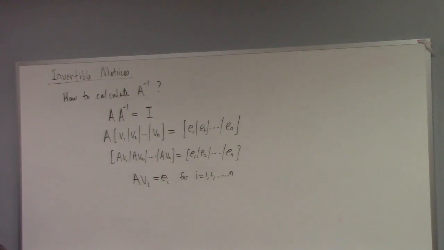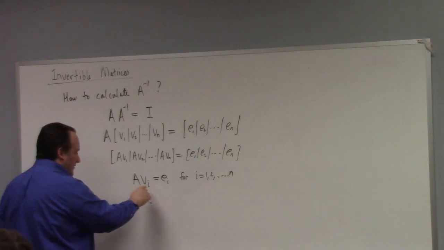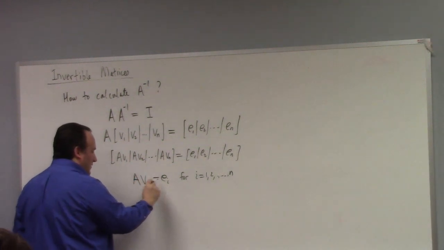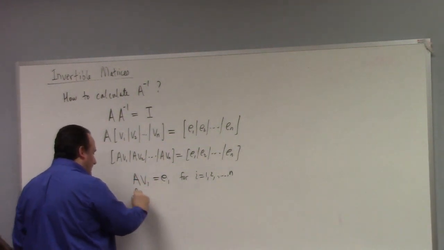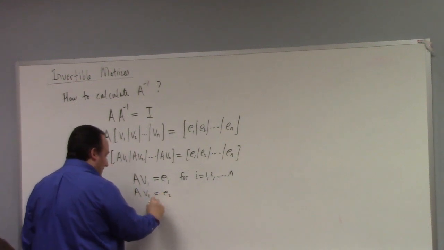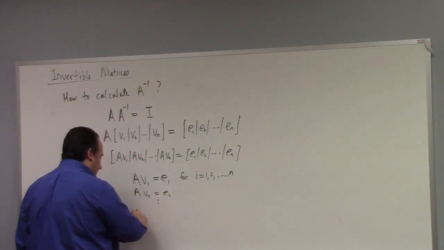N of them. How do you solve a bunch of systems of equations which all share the same coefficient matrix? What's the smart way to do it? It's to do the row reduction for the super augmented matrix, right? So let me just list them. We're solving A v1 equals e1, A v2 equals e2. Every one of these things I'm writing is n equations and n unknowns, right?